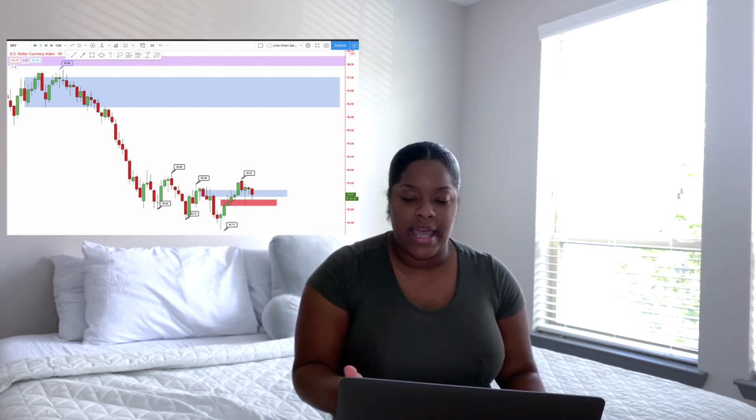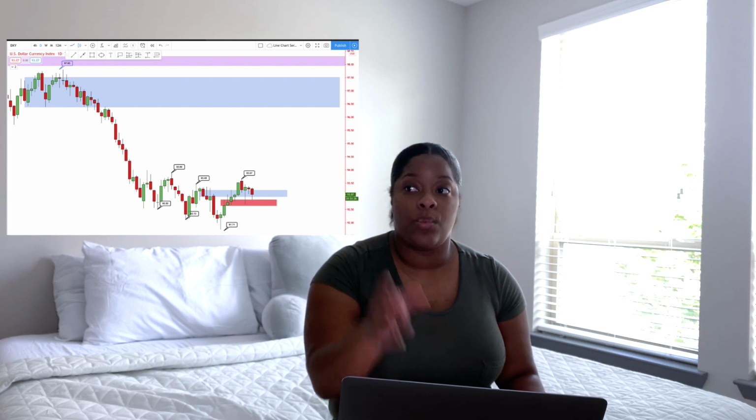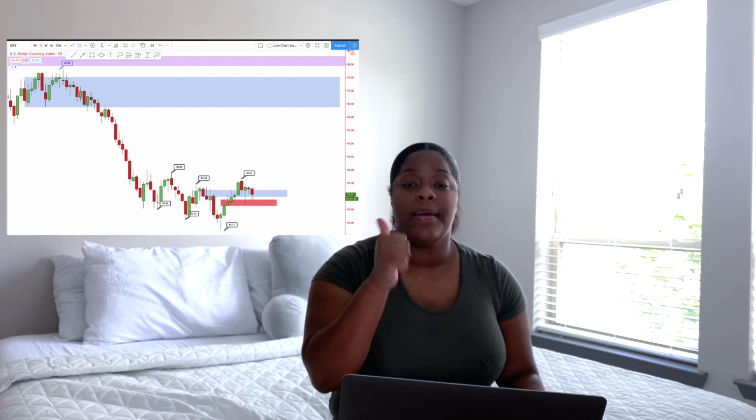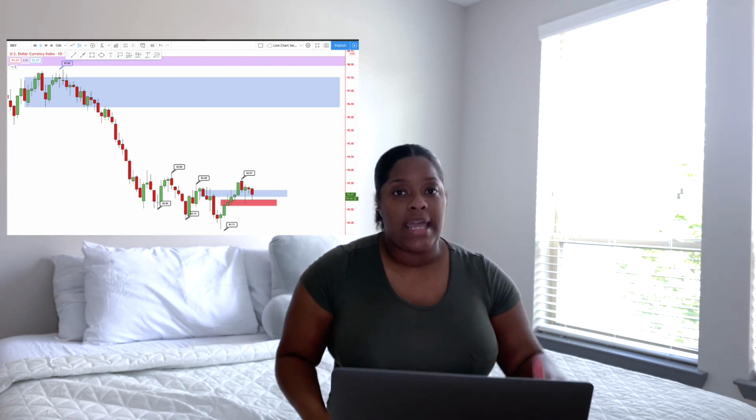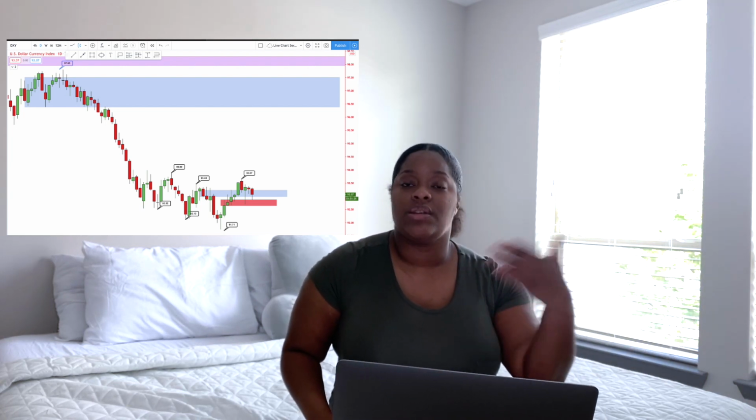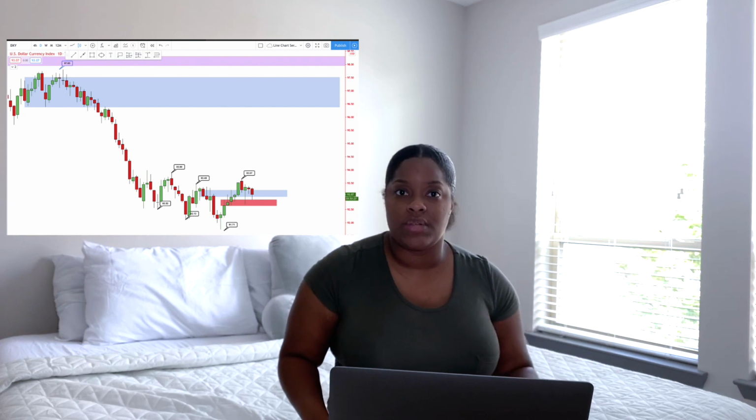So if that's the case, you guys, here's what I'm going to look at. We're going to talk about two currency pairs. Number one being USD Swiss, or the United States dollar versus the Swiss franc, and the Australian dollar versus the United States dollar. So let's get into USD Swiss first.